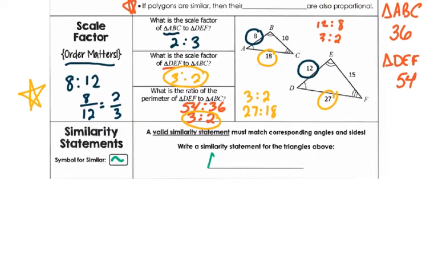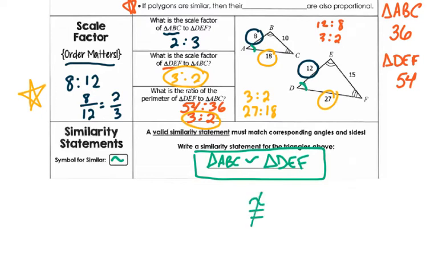Now angle A corresponds to angle D. Notice they have one arc, showing that those angles are congruent. So we're going to list D first. B corresponds to E, and C corresponds to F. So our similarity statement is written as triangle ABC is similar to triangle DEF. This does not mean the triangles are congruent. It means their sides are in proportion, and it means that their angle measures are the same.